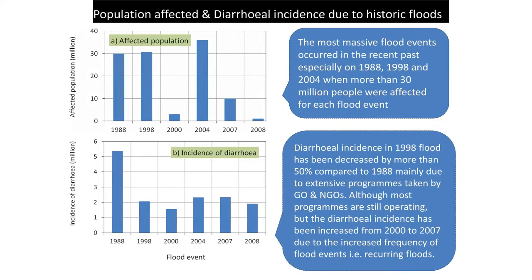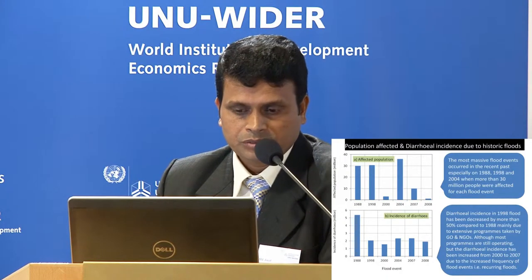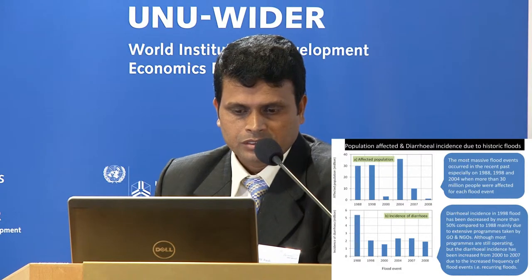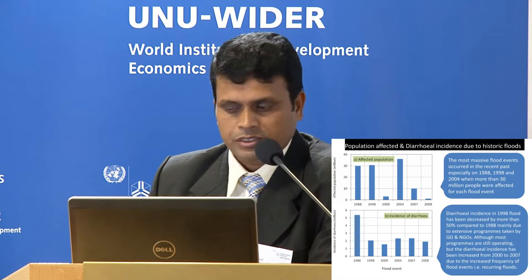Population affected and diarrheal incidence due to historical floods. For example, in 1988, 1998 and 2004, more than 30 million people were affected due to flood in Bangladesh. And in 1988, more than 5 million people were affected due to diarrhea. And on average, nearly 2 million people are affected due to diarrhea.